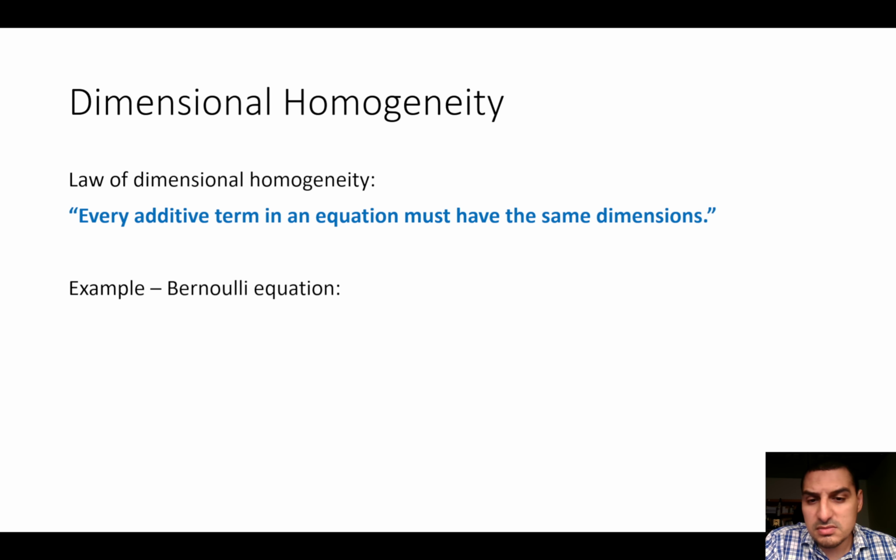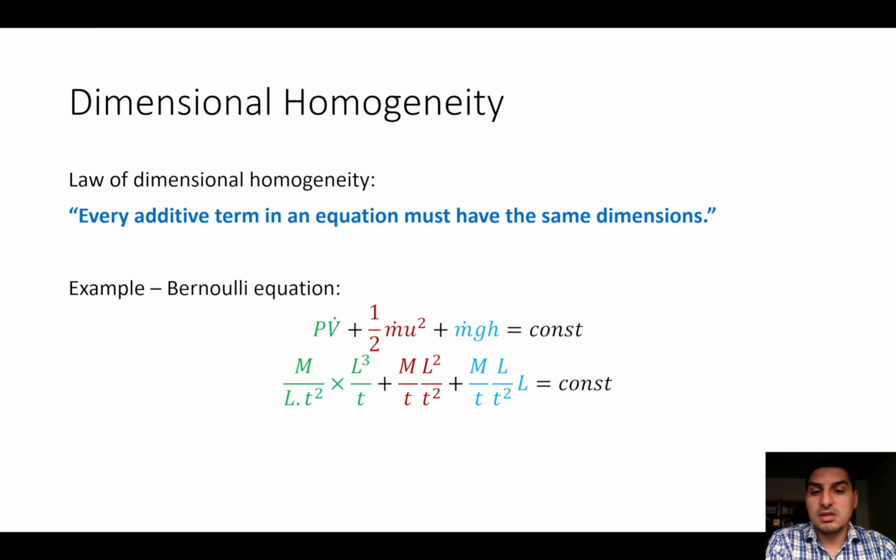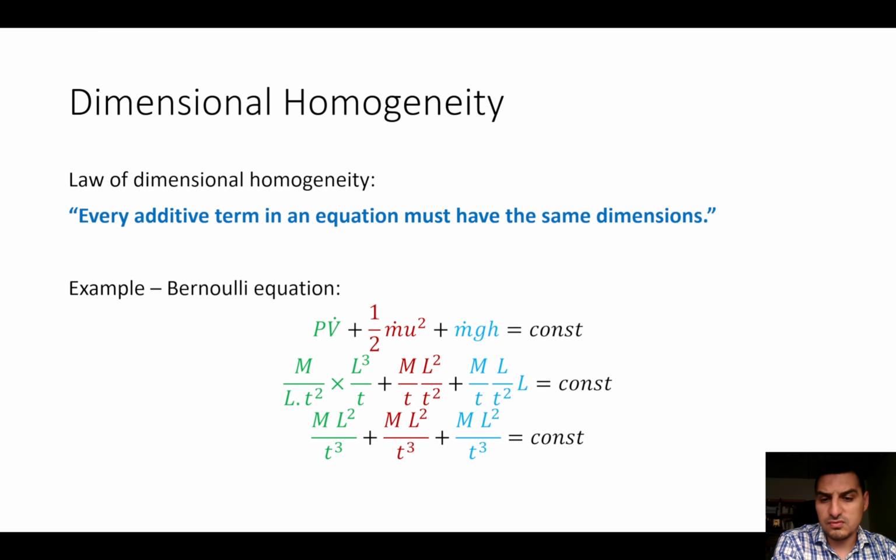One example is the Bernoulli equation that we used before, and you can apply this to any equation that we use. Despite having three terms composed of different variables, the analysis of the dimensions will lead to the same dimension for all of them, which is M L squared t to the power minus 3. So this is the law of dimensional homogeneity, and by the way, this is one of the easy ways of checking equations, because it's one of the conditions for an equation to be valid.